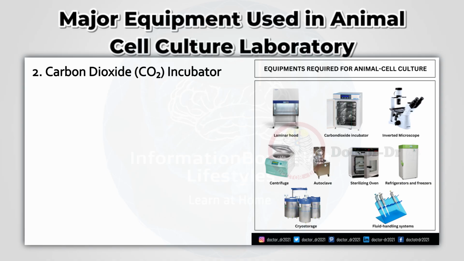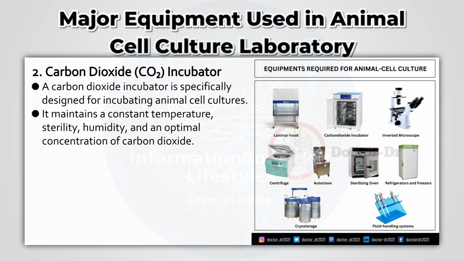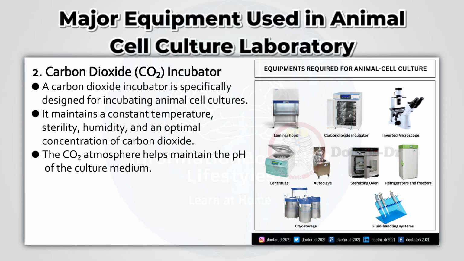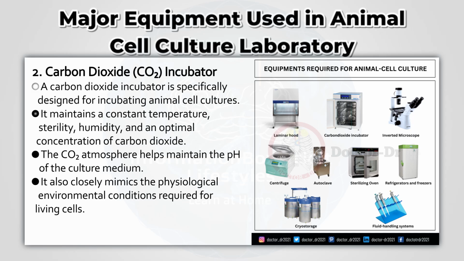2. Carbon dioxide incubator. A carbon dioxide incubator is specifically designed for incubating animal cell cultures. It maintains a constant temperature, sterility, humidity, and an optimal concentration of carbon dioxide. The CO2 atmosphere helps maintain the pH of the culture medium. It also closely mimics the physiological environmental conditions required for living cells.